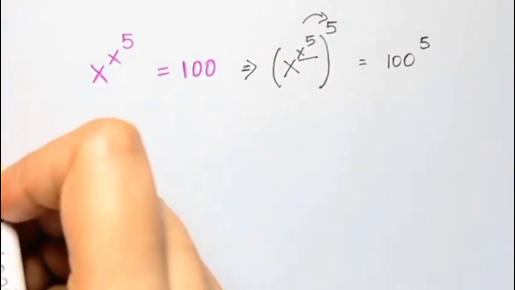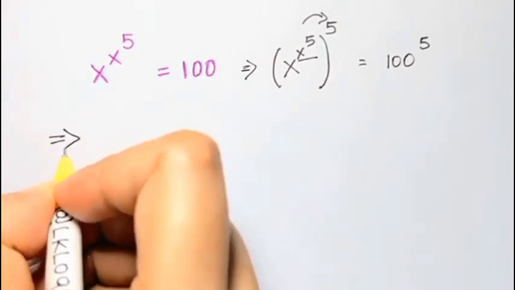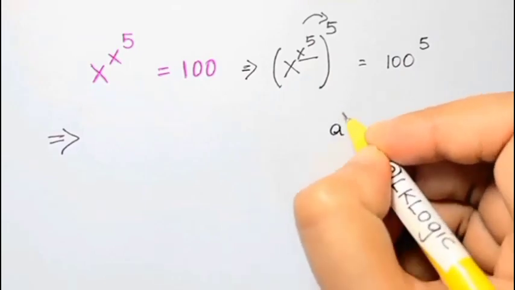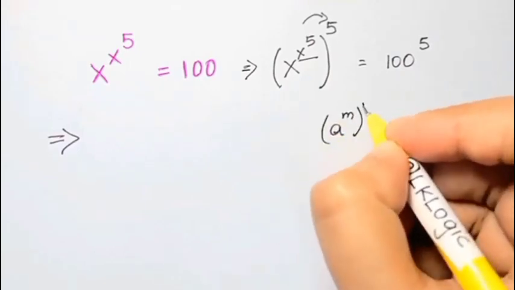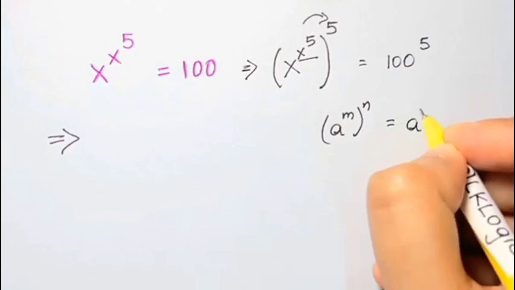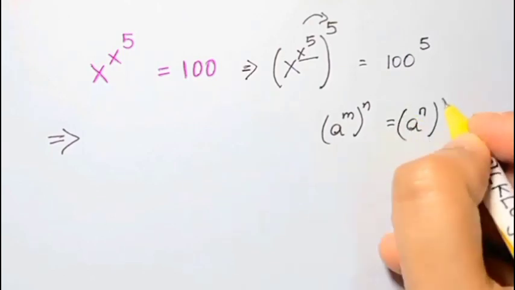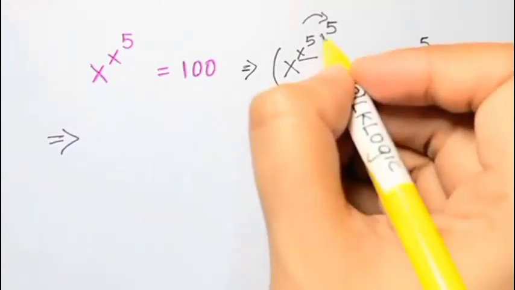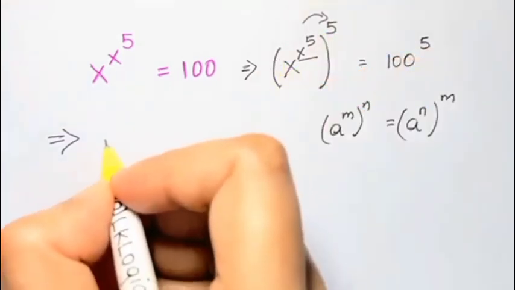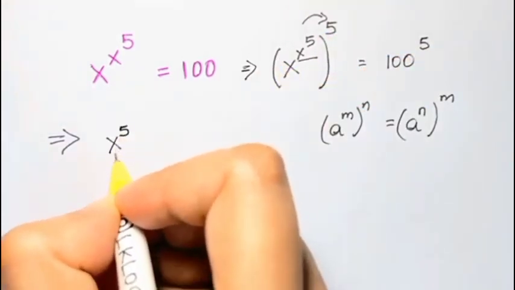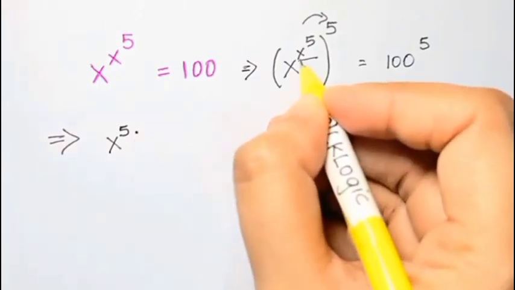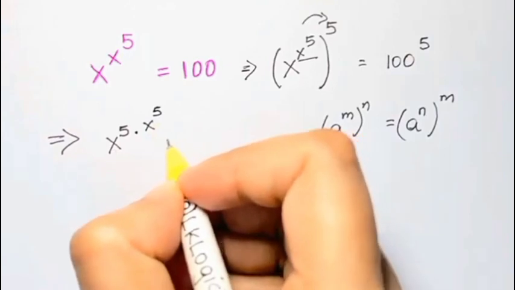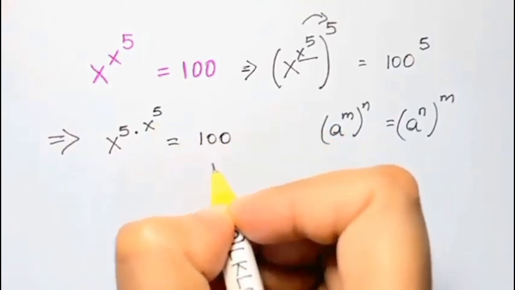So here what I'm going to do in the next step is, as you know this law, a to the power of m whole to the power of n. Now you can even write it like this, a to the power of n whole to the power of m. You can bring it inside. So I'm going to take this 5 inside, x to the power of 5, and then you have this multiplied, x to the power of 5 is equal to 100.